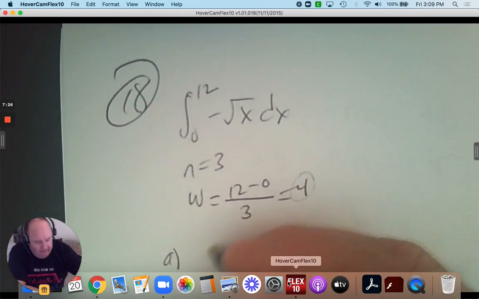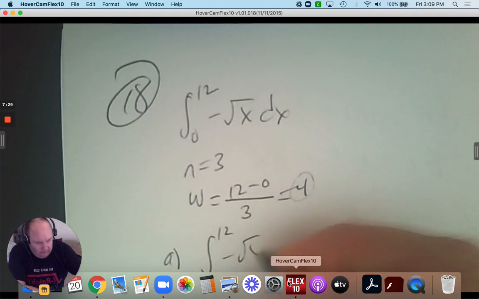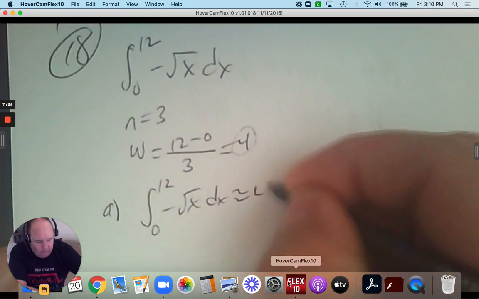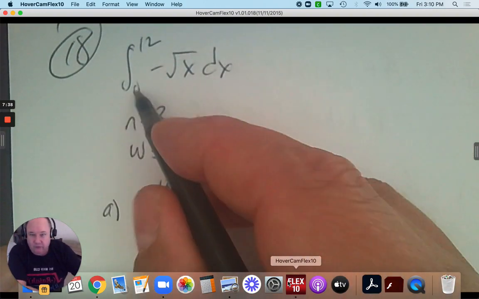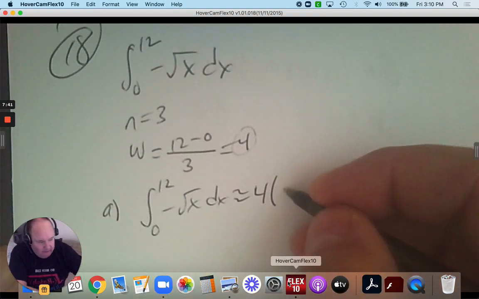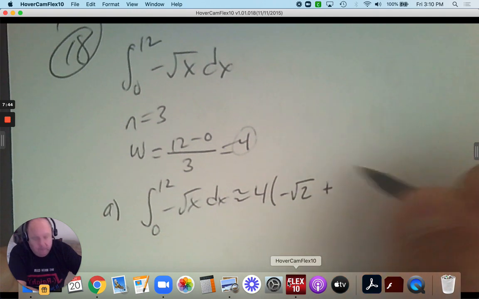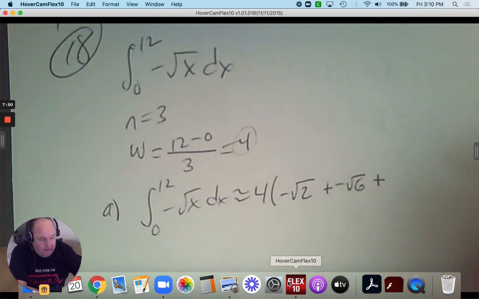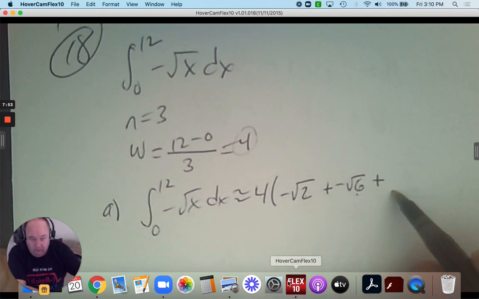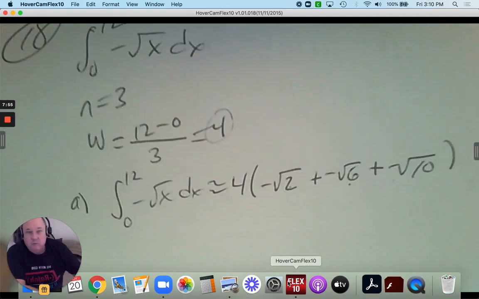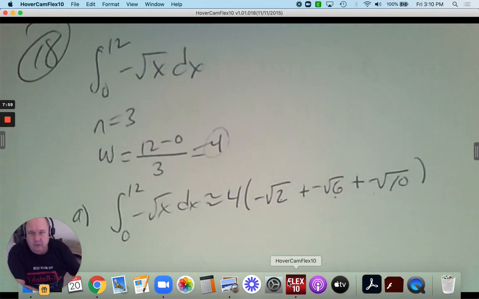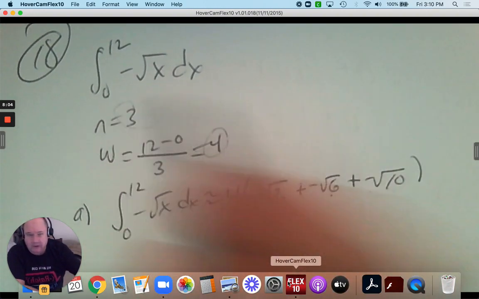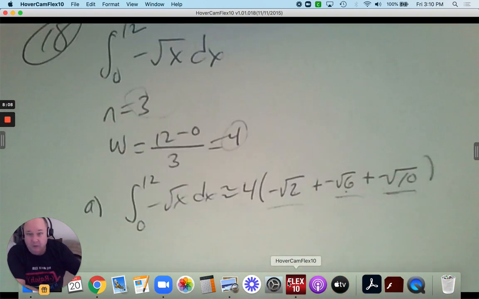So in part A, I set this up from 0 to 12, negative root x dx. What does it equal approximately using Riemann sum? So the width is 4. So the first interval goes from 0 to 4. So midpoint would actually be 2. The next midpoint would be from 4 to 8, so you'd use 6. And then the next one, and really you're just adding 4 from the midpoint, would be negative root 10. I need one more? No, there's 3 of them, sorry. 3 rectangles, there they are. Done. No need to do anything else with it.